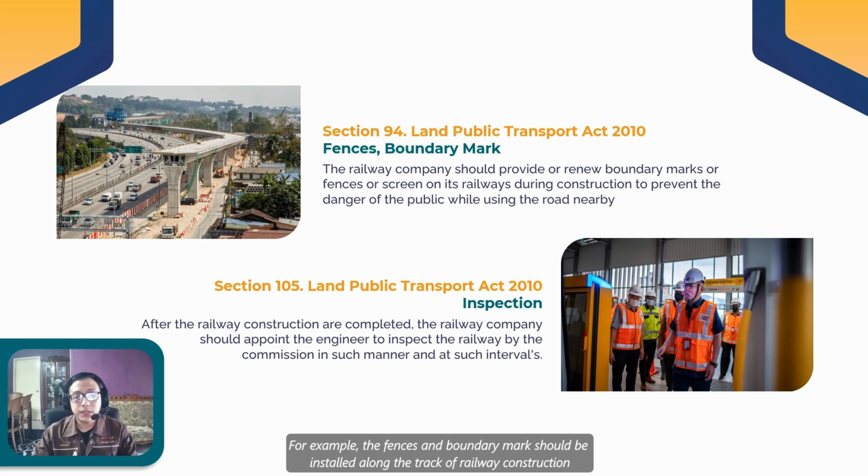For example, the fences and boundary marks should be installed along the track of the railway construction, and the inspection should be made upon the completion of the construction.